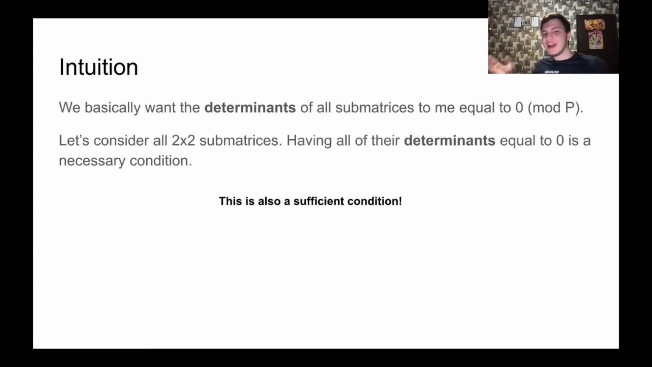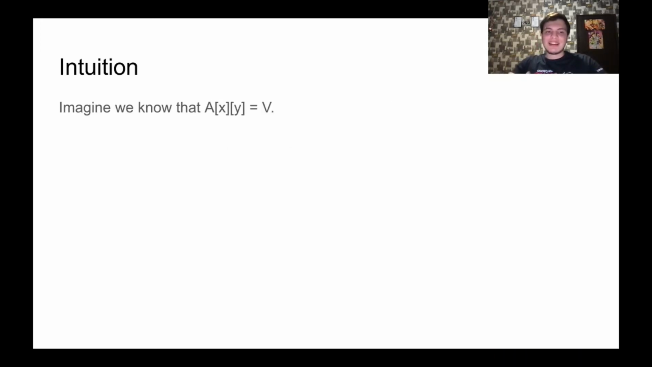So this is again a recap. We showed that if all 2 by 2 submatrices have determinants equal to 0, then the determinants of all submatrices will be equal to 0. Now imagine that we have a query which says that cell xy has a value equal to v. We are going to start the solution by considering just this cell, and let's fix its value to v.